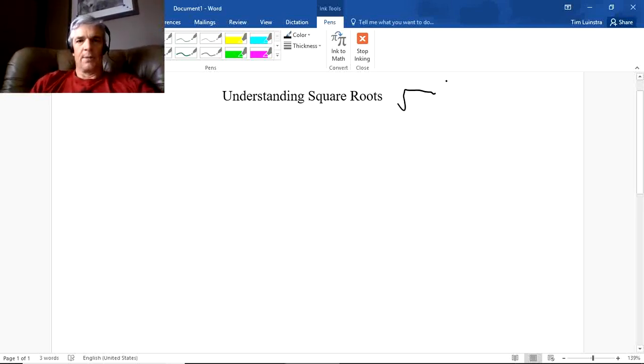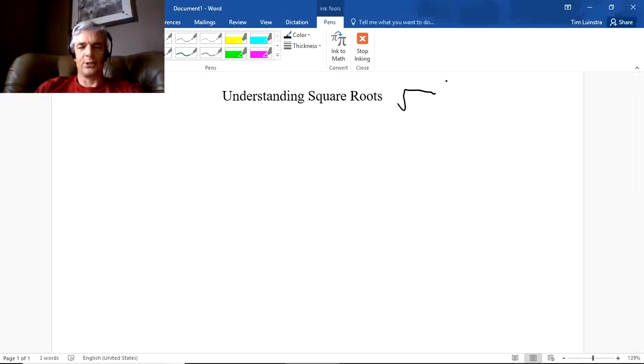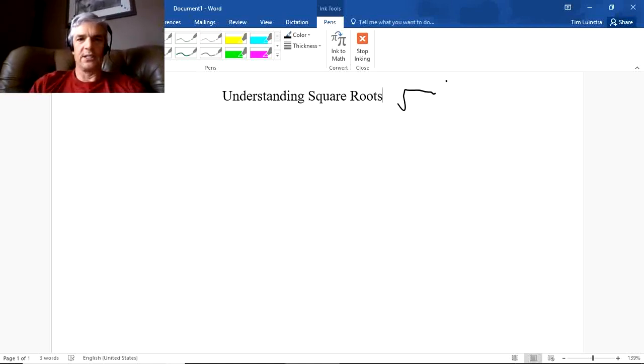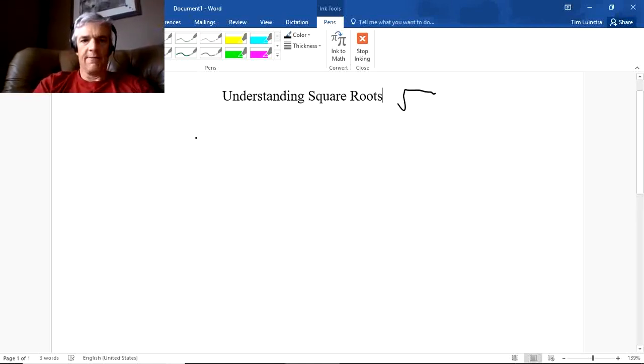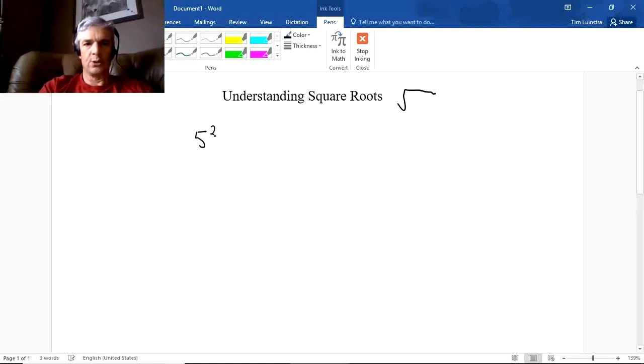Just bringing my laptop in a little closer so I can get to the screen, because I'm going to be writing on the screen. So I'll take a number like 5 and let's pretend we go 5 squared. I think most students understand that this means 5 times 5, which equals 25.